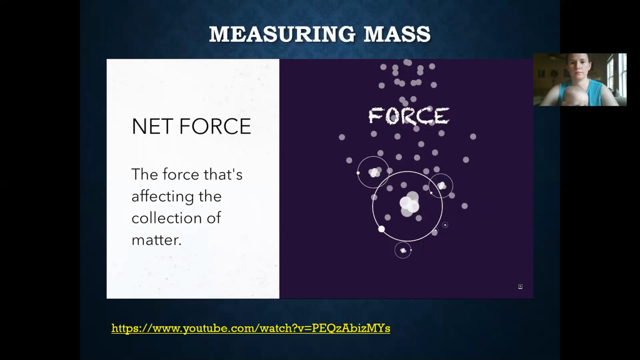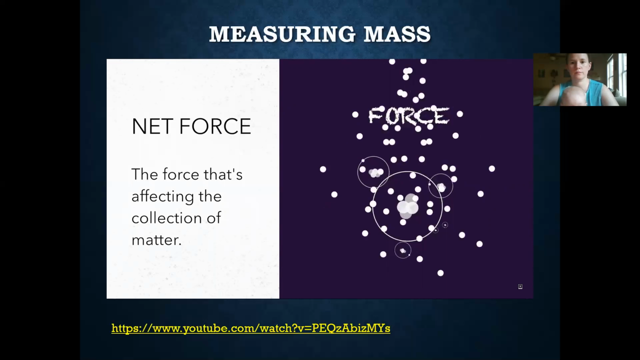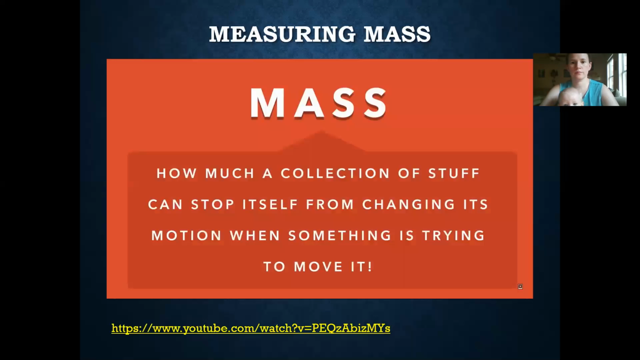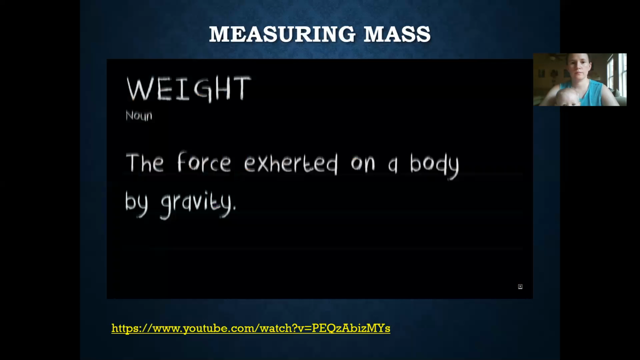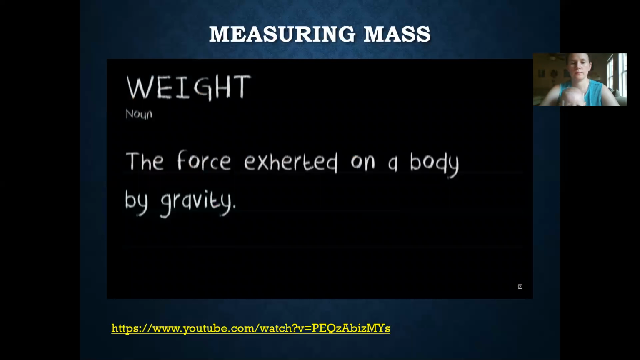So we could rewrite the definition of mass to say how much a collection of stuff can stop itself from changing its motion when something else is trying to move it. That makes more sense, right? So then what is weight? According to physics, weight is the force exerted on a body by gravity.